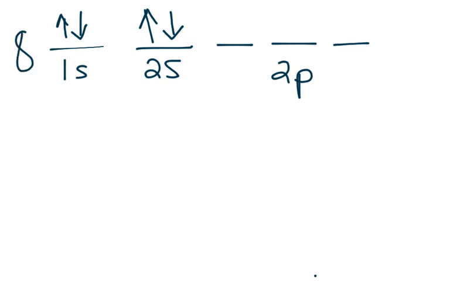Let's say this was oxygen with 8 electrons. 1, 2, 3, 4, 5, 6, 7, 8. Okay? So that's what we had done on Friday. Nice and easy when you have 8 electrons.